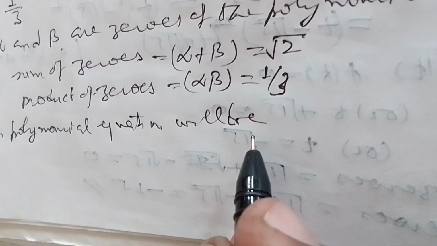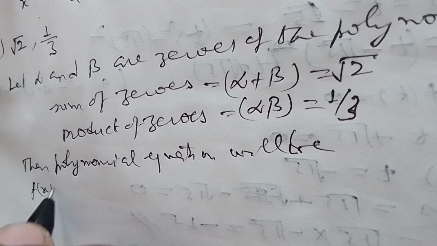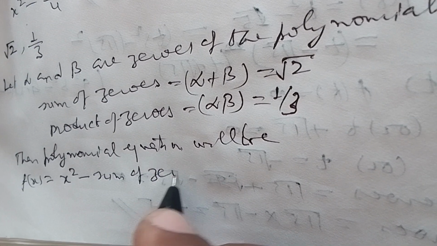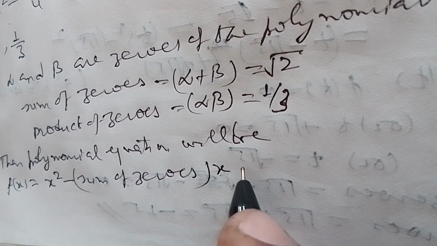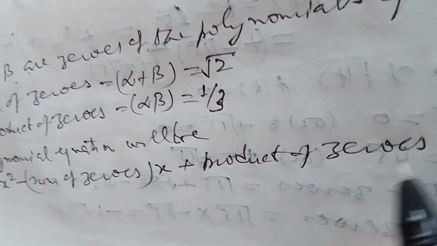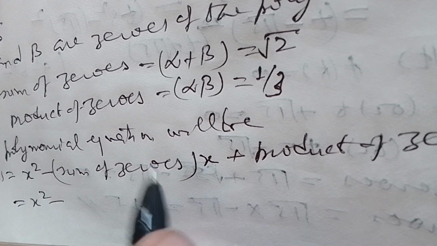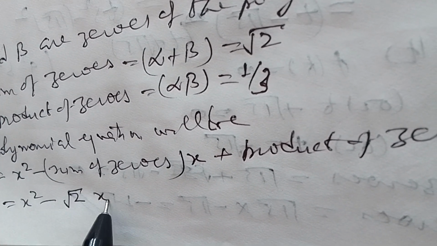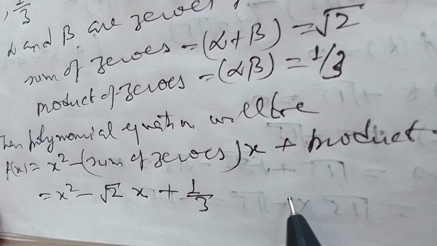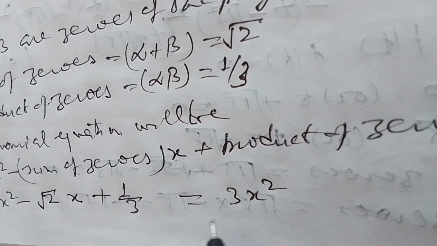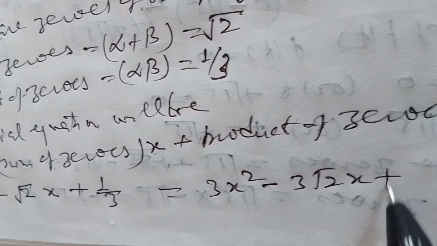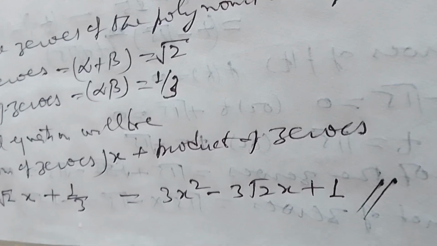As we have written in the previous question also, the function f(x) is equal to x square minus sum of zeros multiplied by x plus product of zeros. So here we write x square minus under root 2 x plus 1 by 3. Here 3 multiplied by x square comes out to be 3x square, and 3 multiplied by under root 2 x comes out to be minus 3 under root 2 x plus 1. So this is the answer of the second part of the second question.